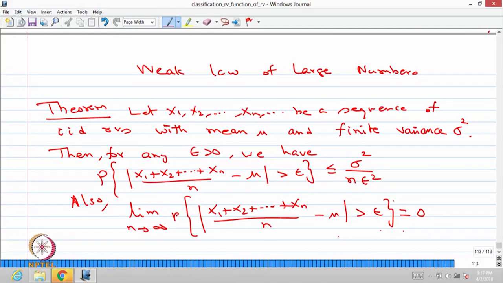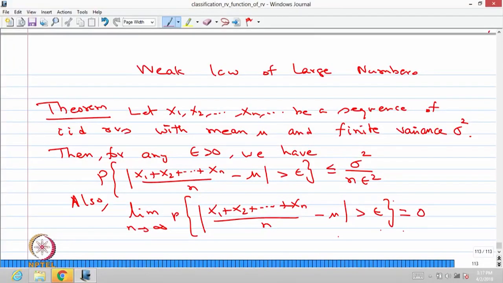Here large numbers means the sequence of random variables. When you have many random variables and you create a sum of random variables divided by n minus the mean in absolute sense greater than epsilon, the probability of that event tends to 0. That is what this weak law of large numbers says. For that you need the sequence of random variables to have at least second order moment. That means a mean exists as well as the variance exists, and we made the assumption that those random variables are IID, that means independent and identically distributed, therefore the means are going to be same and the variance is going to be same.